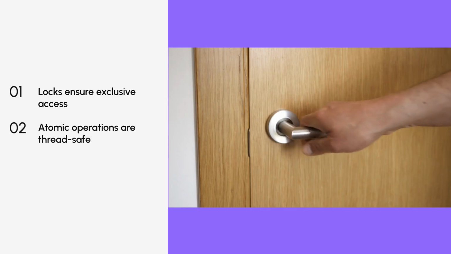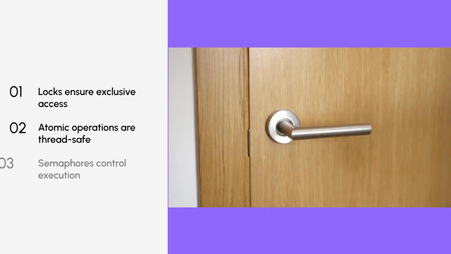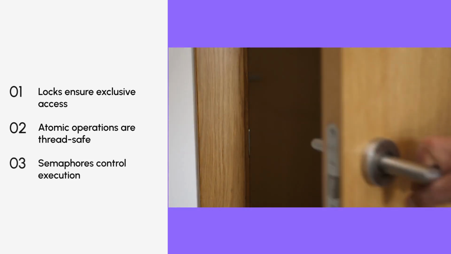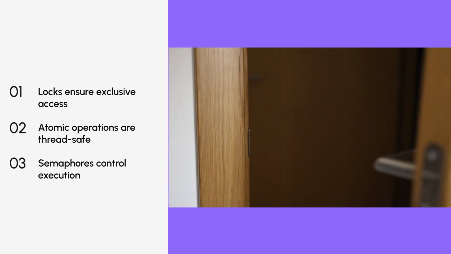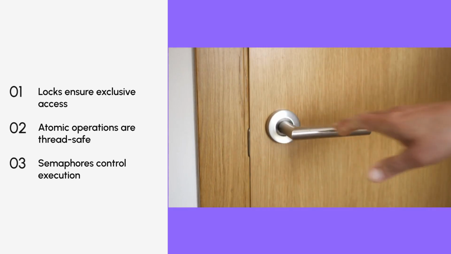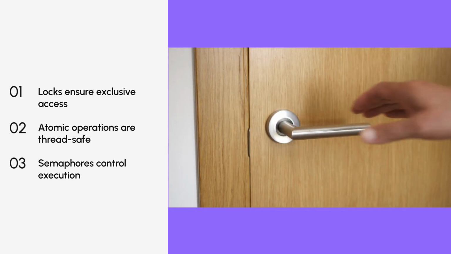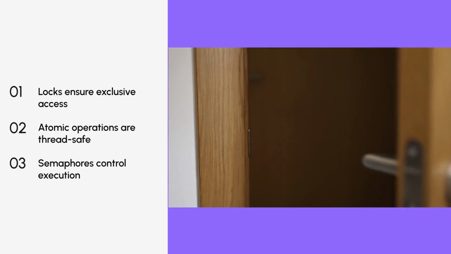Locks and mutexes enforce exclusive resource access to prevent race conditions. Atomic operations ensure thread-safe modifications. Synchronization constructs like semaphores control thread execution. Immutable data structures prevent modification after creation. Concurrency libraries offer tools to manage race conditions effectively.